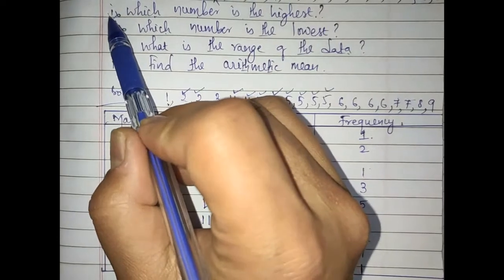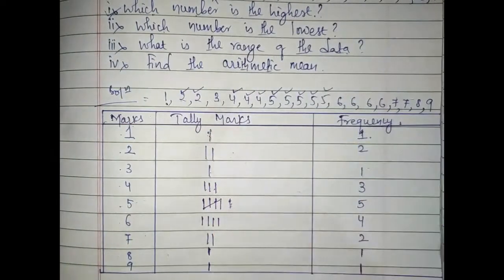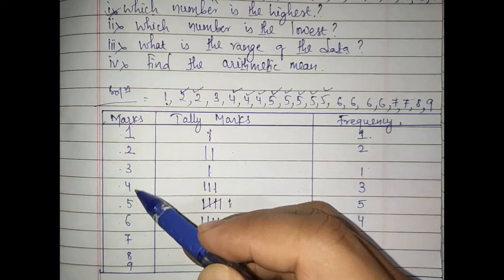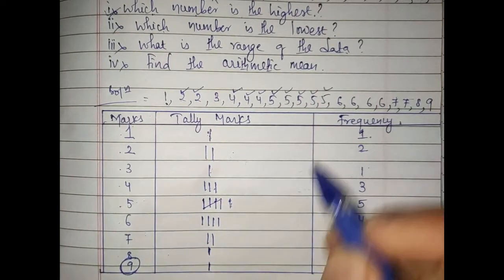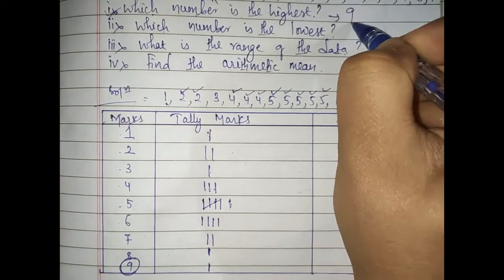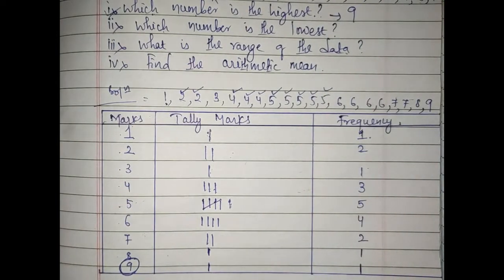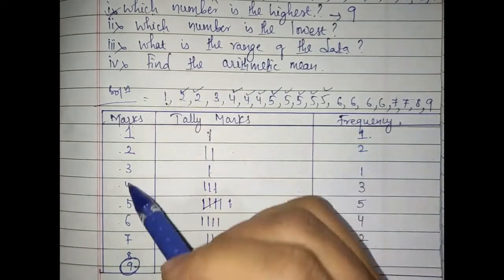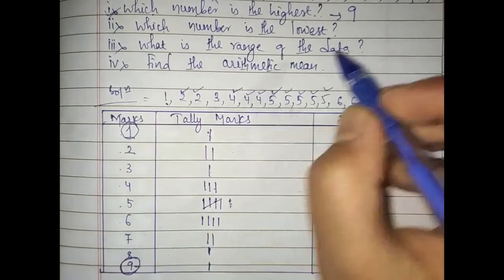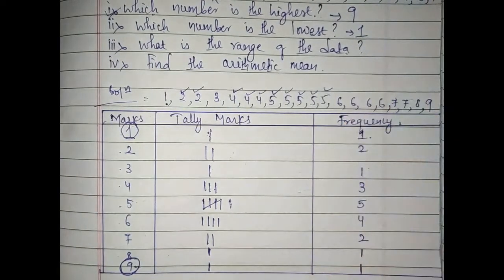So first and foremost question is, which number is the highest? So you can easily see that from 1 to 9, which is the highest? Of course, it's the largest number. So highest number is 9. Okay, so from the given you can write, by observing the table clearly the highest number among the given data is 9. Okay, so next question we have, which number is the lowest? So in the given table 1 is the smallest number, so you can write 1 over here.